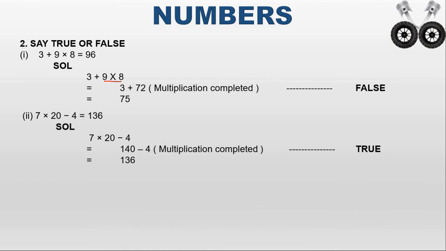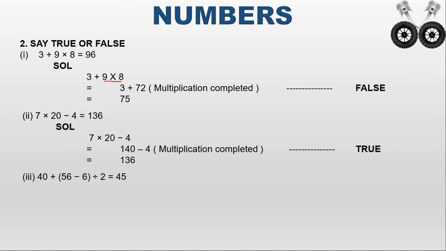So 7 into 20 minus 4. According to the rules of operator, which should be executed first? Multiplication. So 7 into 20 is 140. So 140 minus 4, that is 136. So the given answer is correct. So it is true.